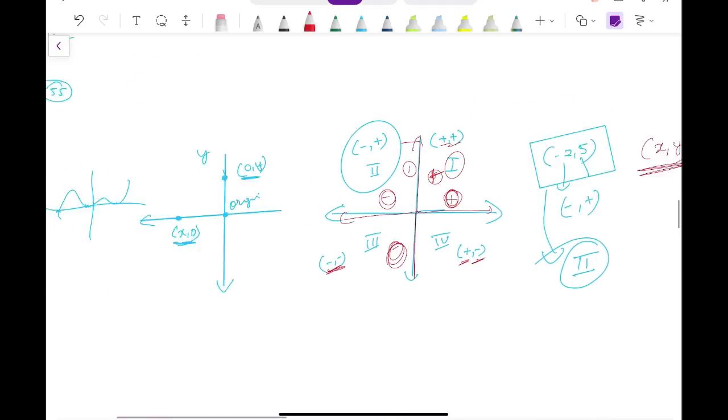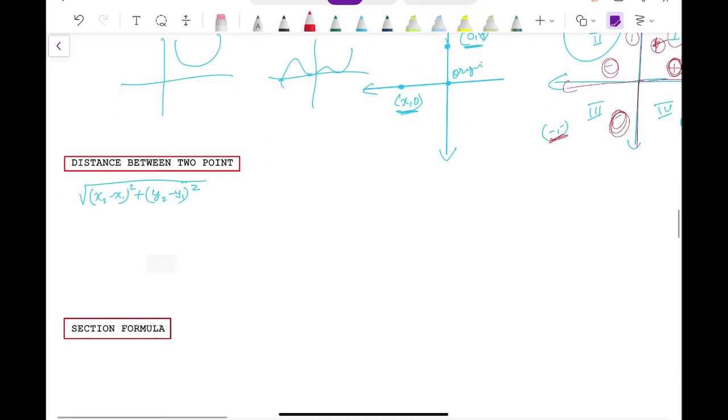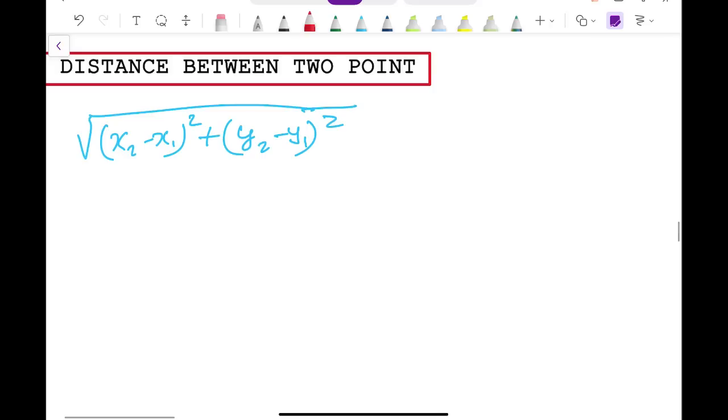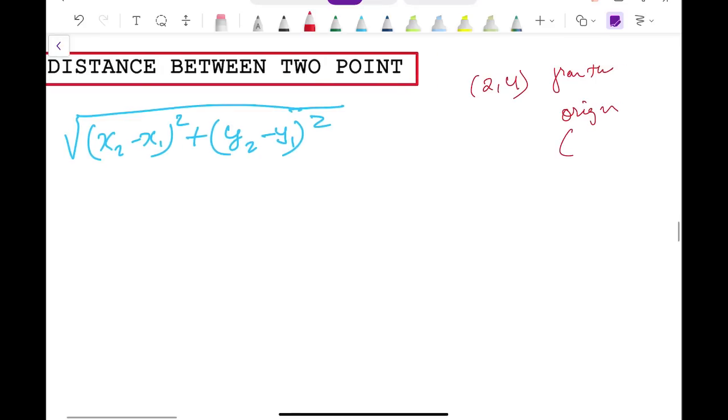So remember that. When we talk about distance between 2 points, they may ask you how far is the point 2, 4 from the origin. When we talk about from the origin, it simply means the other point is 0, 0. Okay.